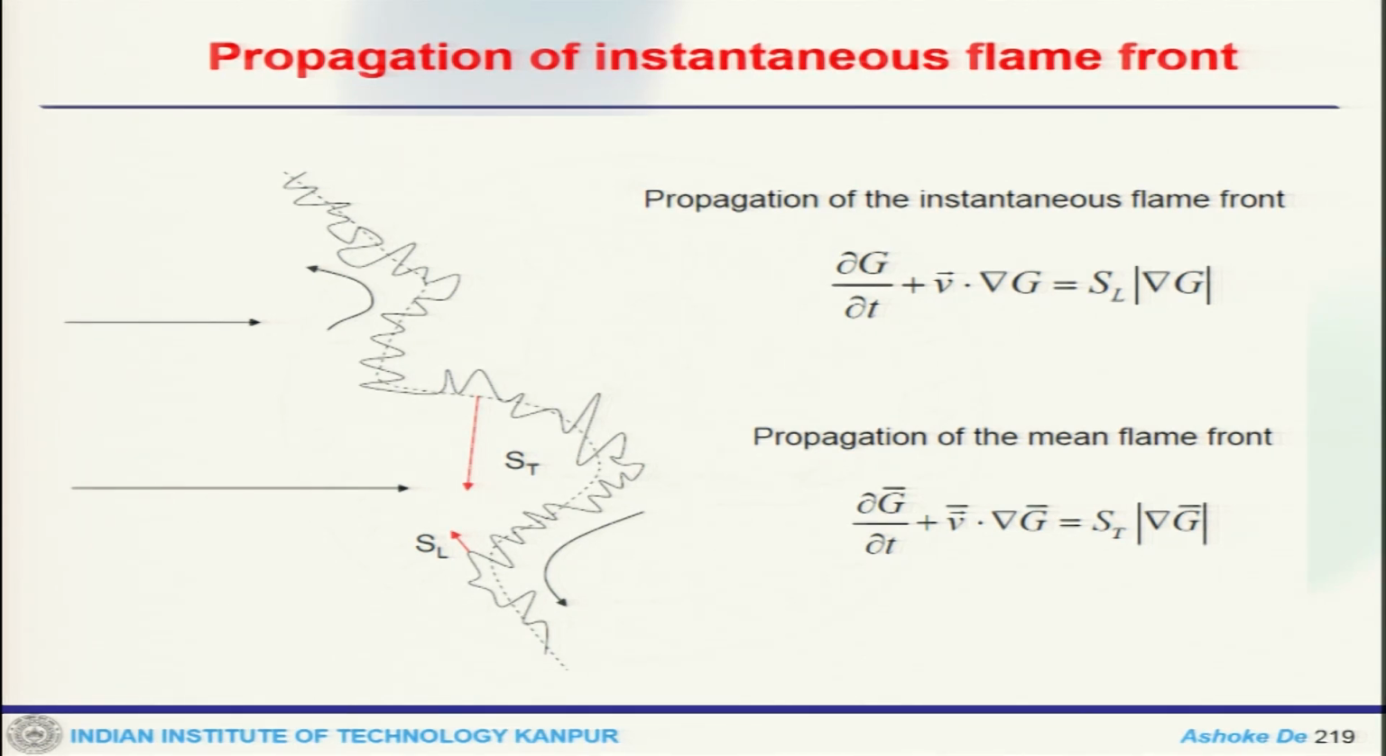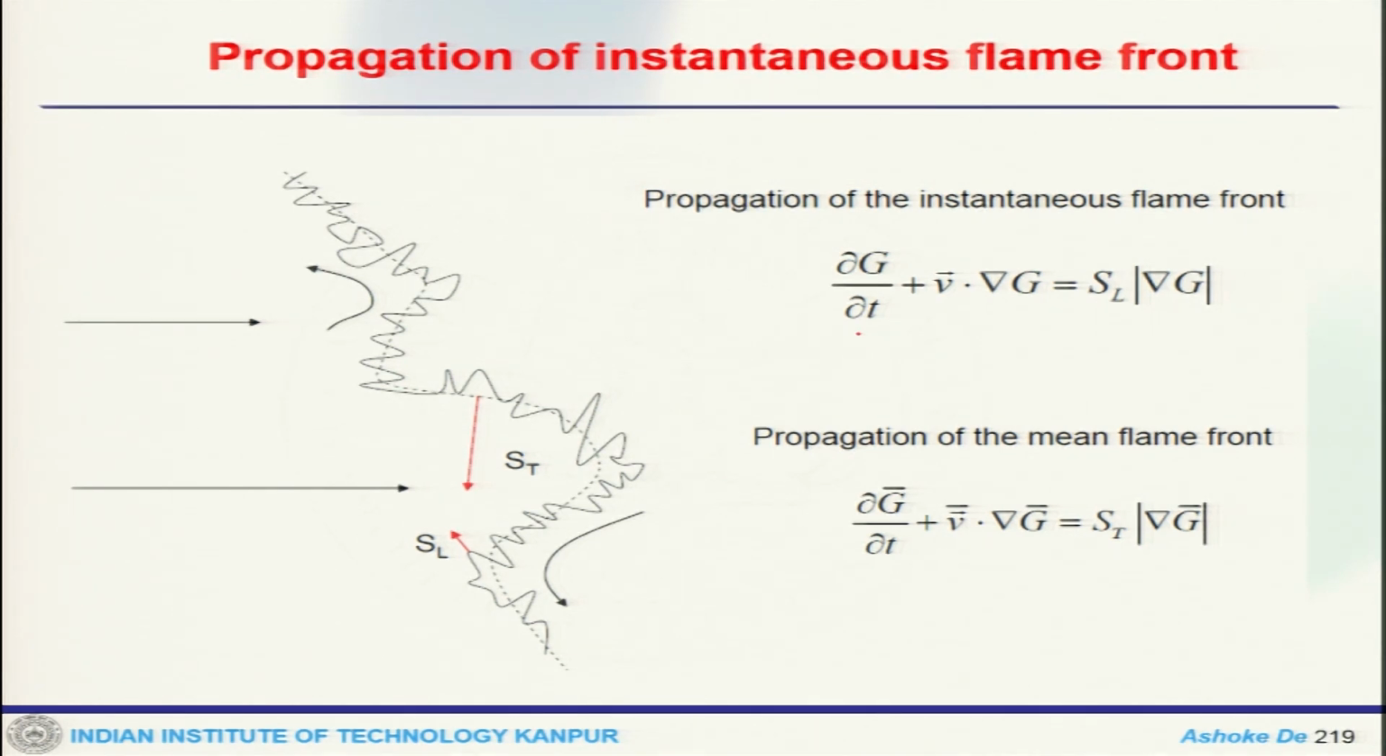There is another wrinkled flamelet where this is your SL and this is the ST. So, one can find out how, or rather capture, the instantaneous flame front. So, this is another very attractive technique for premix flame front, that we capture the instantaneous flame front by an isosurface, or rather by solving an equation. We will see how that is done, how to capture that instantaneous flame front.